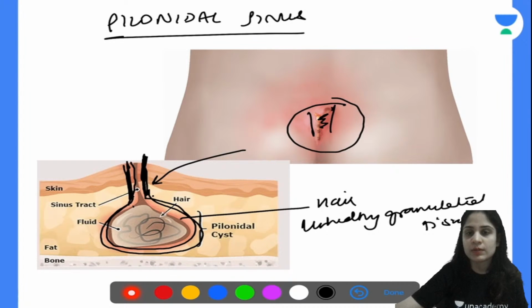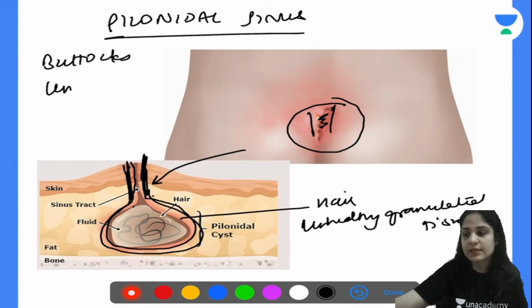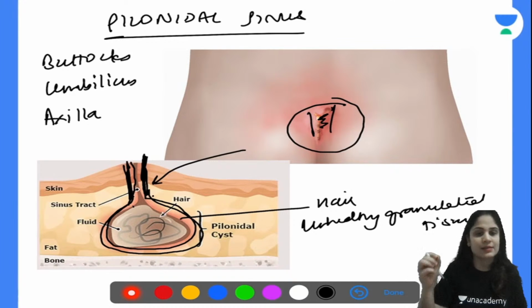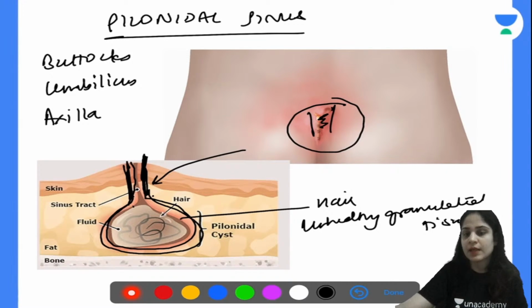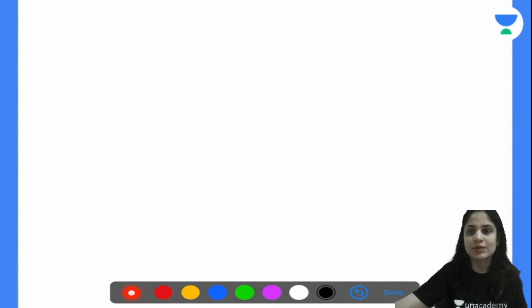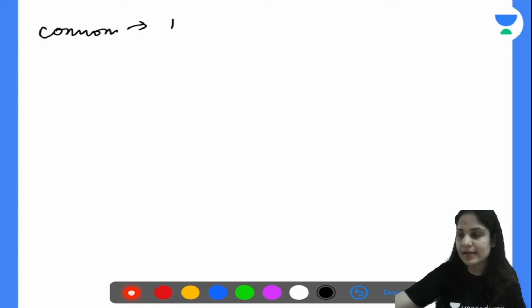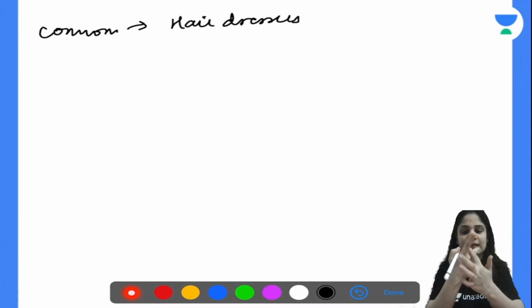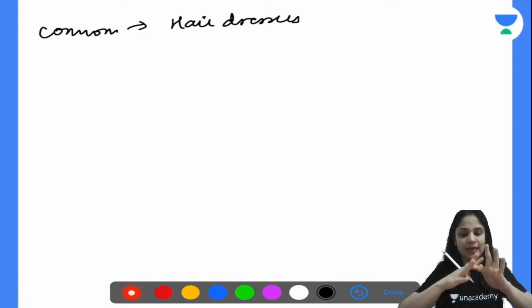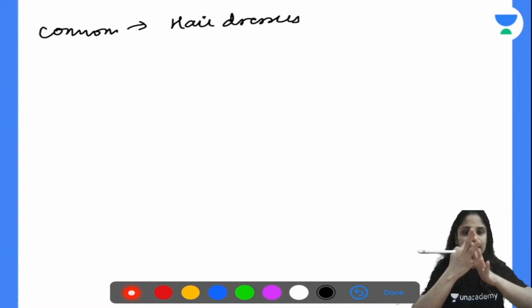They will ask you what are the common regions where you get this pilonidal sinus. It is not just in between the buttocks, but you can also get it in the umbilicus if people have hair in the umbilicus, or in the axilla. These sinus tracts can form in any of these places. The next important question, if they ask you as a case scenario: it is common in people who are hairdressers. Where and why do hairdressers get this? In their interdigital clefts, whenever hairdressers cut, they have hair deposited over here, correct? Logo ka baal gets deposited over here.